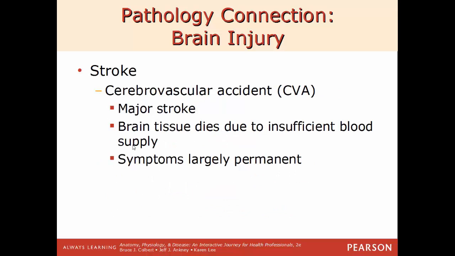Now this is a major stroke. This is where you have brain tissue die due to insufficient blood supply, and the symptoms are largely permanent. When someone has a stroke and they're unable to move their left arm or their left leg or their side of their face is permanently paralyzed. That's because of a major stroke.